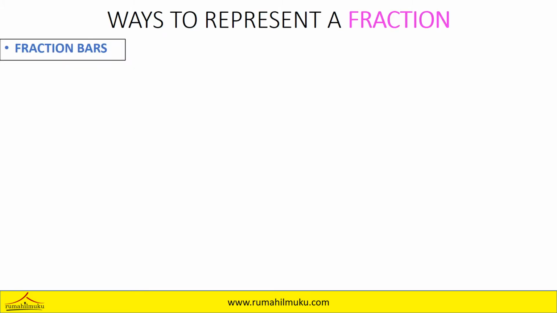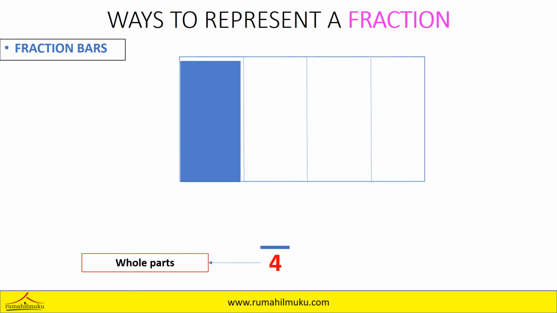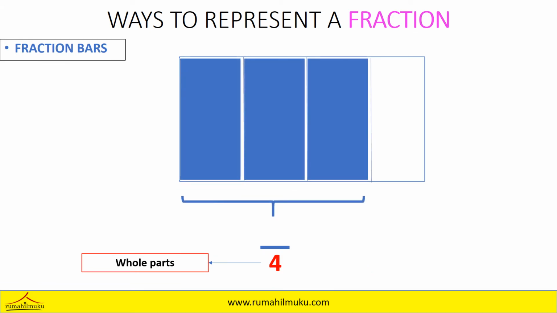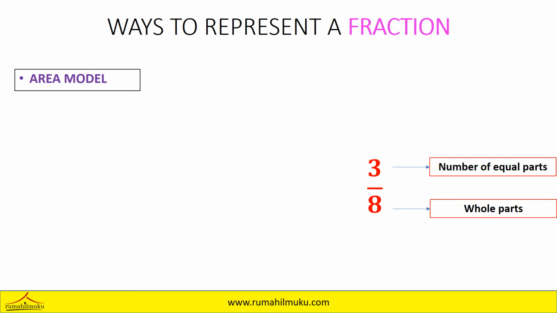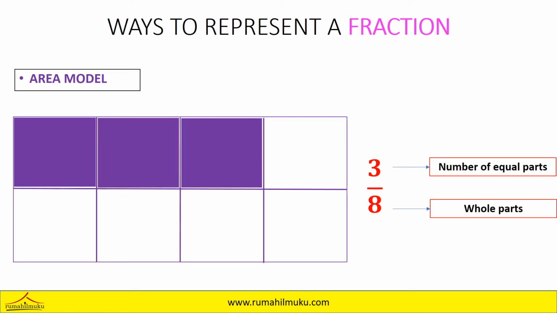There are a few ways to represent a fraction. One of them is fraction bars. So this is a fraction bar. So the 4 parts represents the whole parts, and let's cover up 3 parts. So the 3 represents the number of equal parts. The other way is to represent using an area model. So let's say we have 8 squares and we cover up 3 of them. So 3 out of 8, the 3 is the number of equal parts and the 8 is the whole parts.